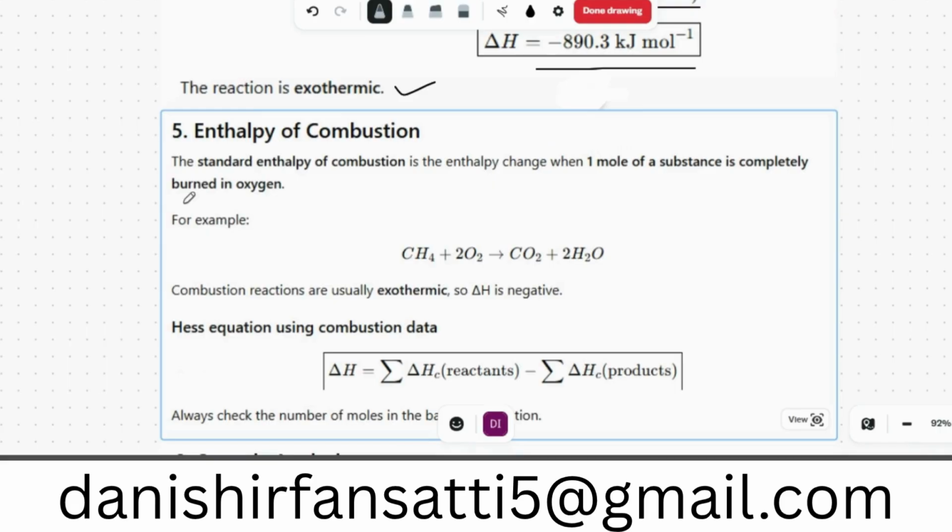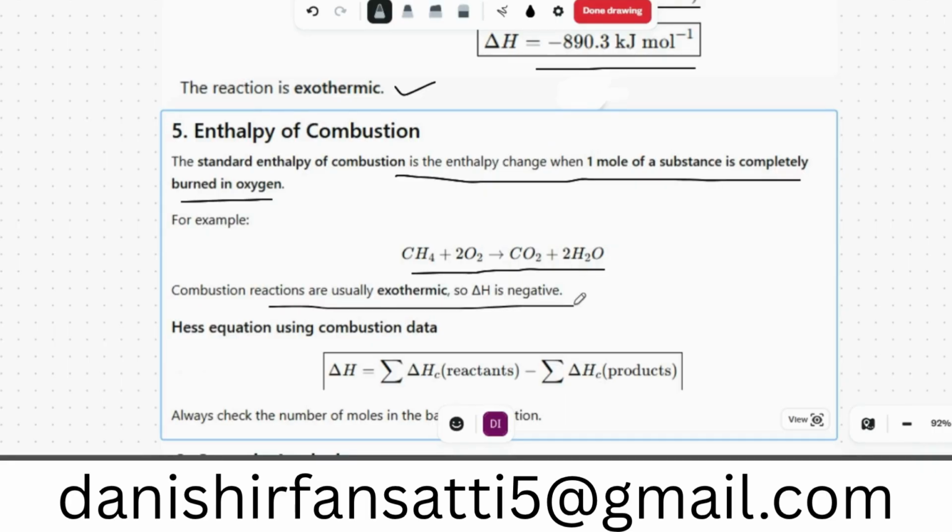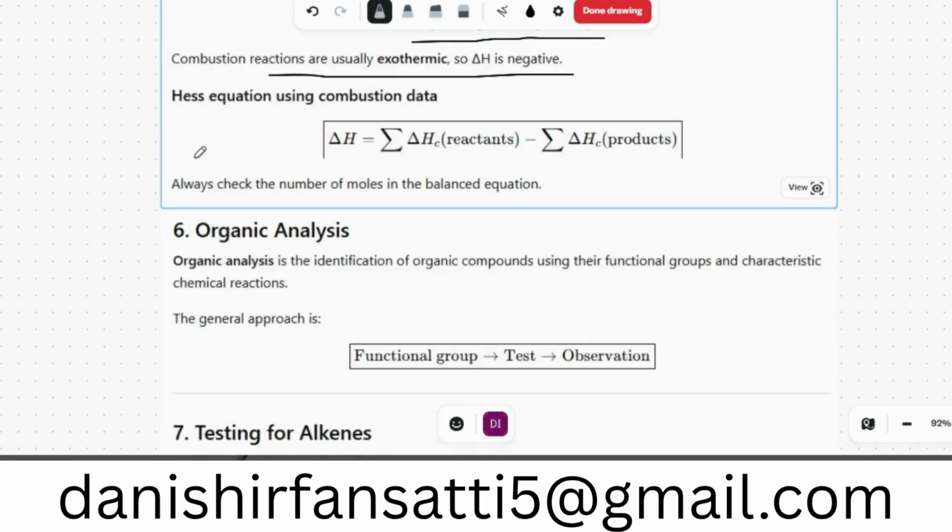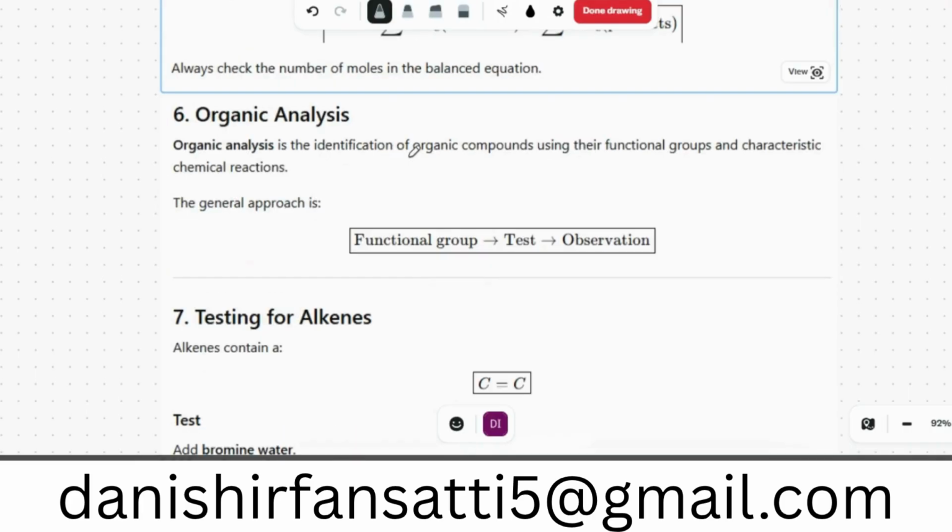Enthalpy change of combustion. The standard enthalpy change of combustion is the enthalpy change when one mole of a substance is completely burned in oxygen. For example, CH4 plus 2O2 gives us CO2 plus 2H2O. These reactions are usually exothermic and delta H is negative. Hess's law using combustion data is the same thing.